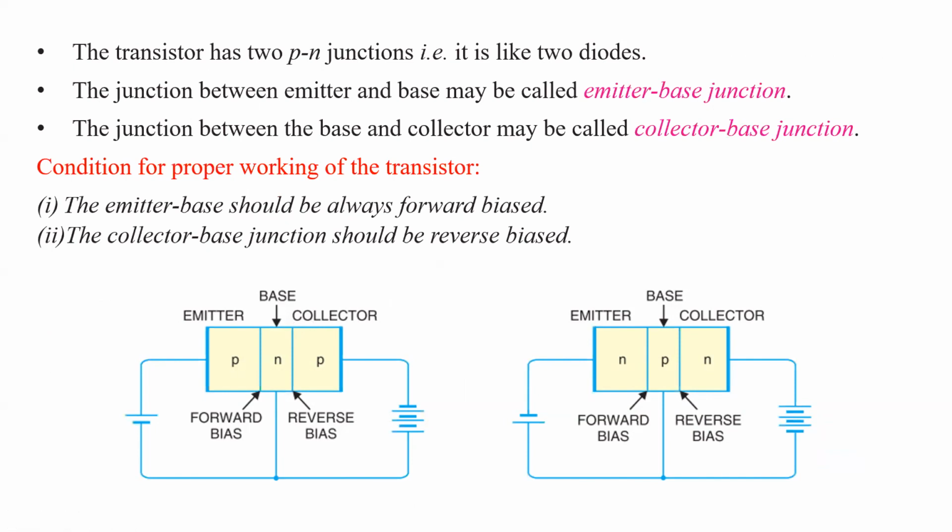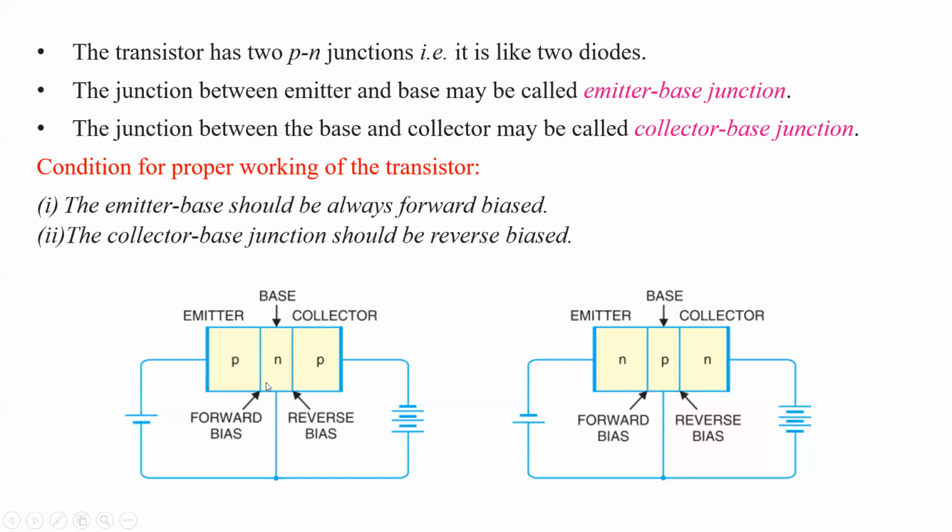Okay, so basically for the proper working of the transistor, there are two important conditions that have to be satisfied. One is the emitter base junction should be forward biased. Secondly, the collector base junction should be reverse biased. So the emitter base junction should be forward biased. The collector base junction should be reverse biased. In both PNP and NPN transistors, these two conditions have to be simultaneously satisfied. Then only the transistor works properly.